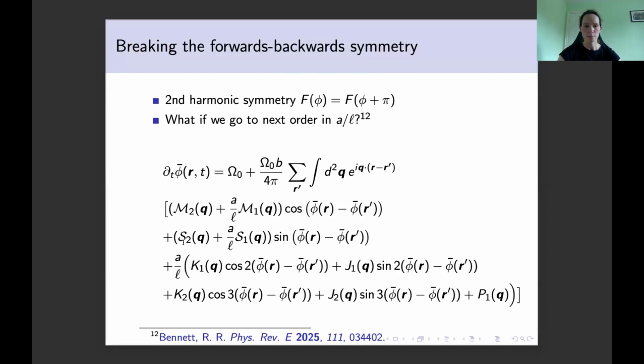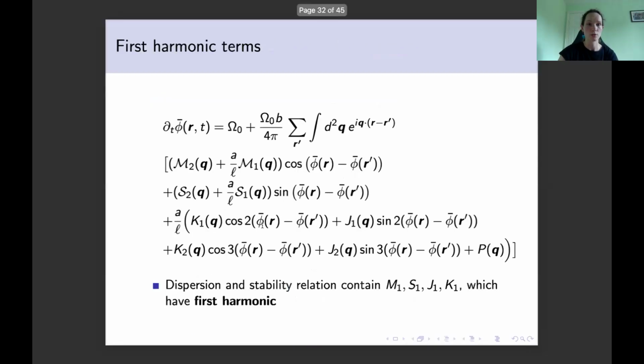So all these M's, S, K's, J's, if it's subscripted with a 2, it means that it's got second harmonics in it. If there's a subscript with a 1, it means there's a first harmonic. So now if we go to next order in the size of the trajectories, so we're going from a very far field approximation to some near field terms. They're not very near field, but they're slightly nearer field. Then we pick up the first harmonic, and that's important from a symmetry point of view.